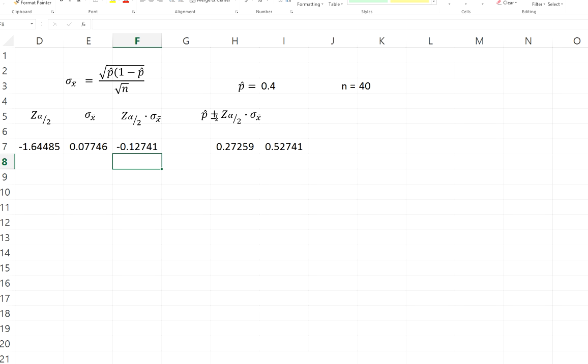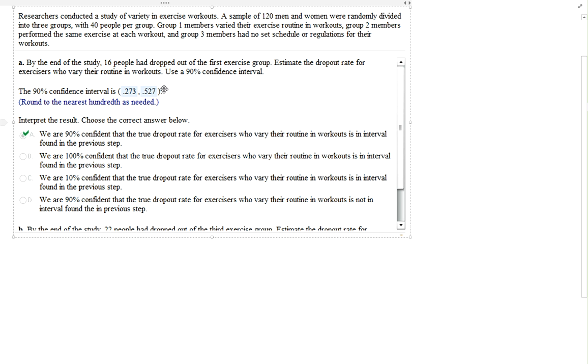And now I just add and subtract from p. When I add and subtract, because this is negative, adding means subtracting, and subtracting means adding. So 5.27 and 2.73. Those are the numbers for the confidence interval. 5.27, 2.73. Okay, number 11.